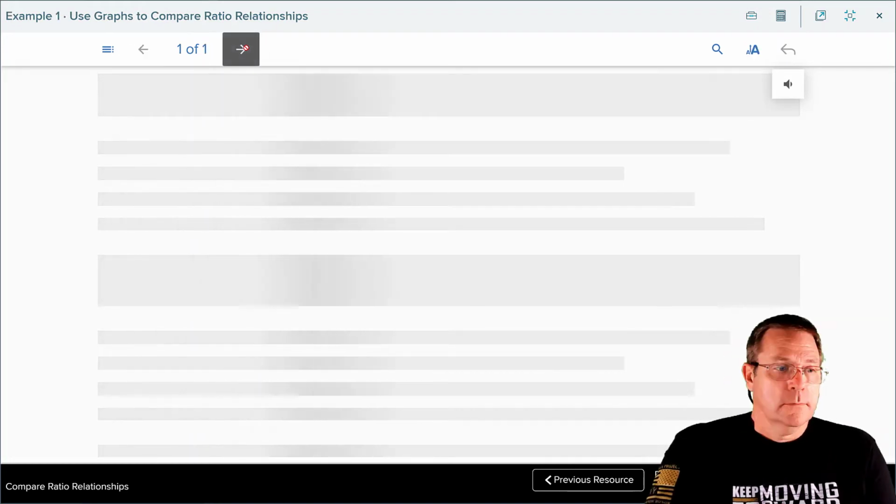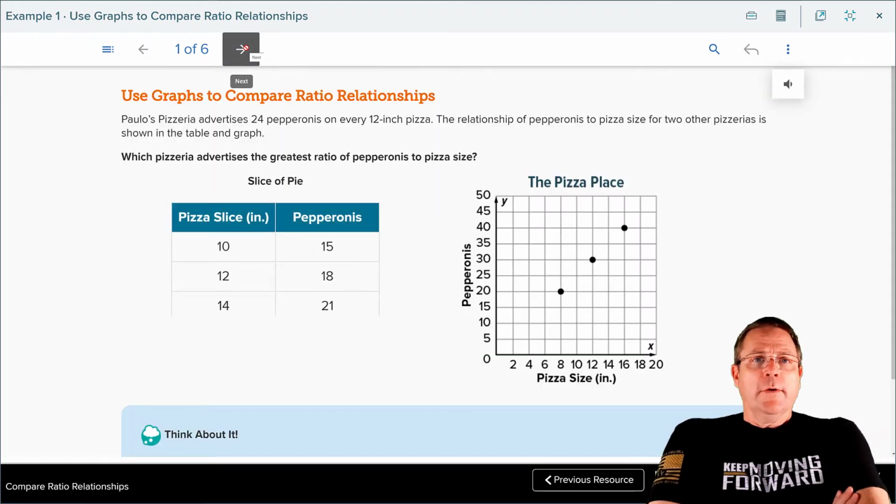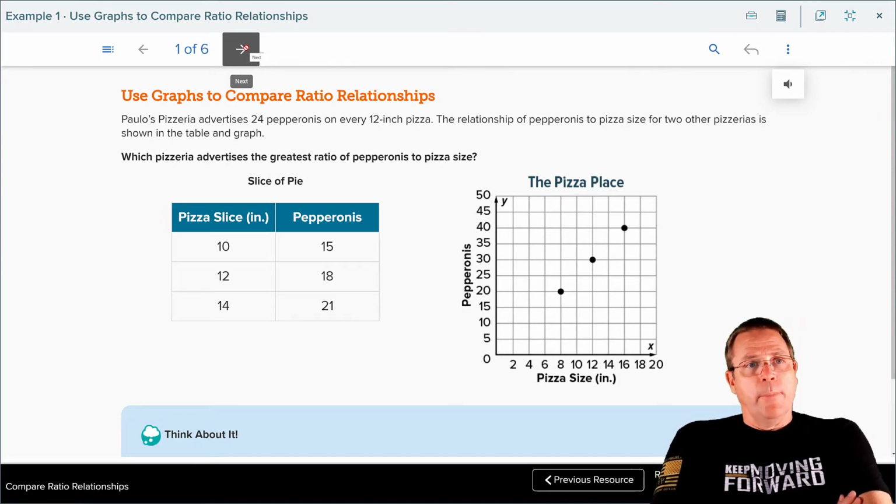Moving forward, use graphs to compare ratio relationships. Paulo's Pizzeria advertises 24 pepperonis on every 12-inch pizza. The relationship of pepperonis to pizza size for two other pizzerias is shown on the graph. Which pizzeria advertises the greatest ratio of pepperonis to pizza?